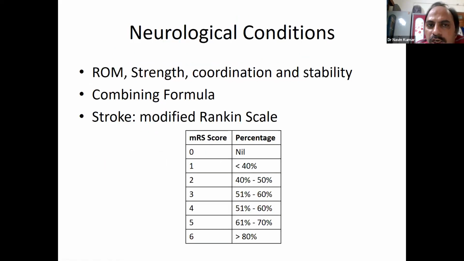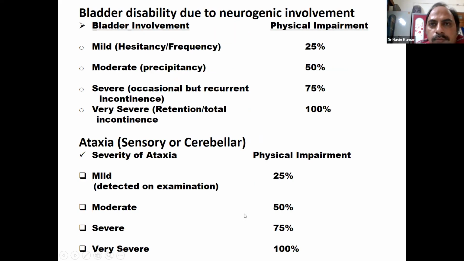Then for neurological conditions, mainly stroke, the modified Rankin scale has to be used, and according to the modified Rankin scale grading, the percentage of disability can be given. Then bladder involvement is also a criterion for disability, from mild to very severe, 25 to 100% can be given. Then for ataxia, it depends on the severity, whether it is mild, moderate, severe, or very severe. 25 to 100% can be given.